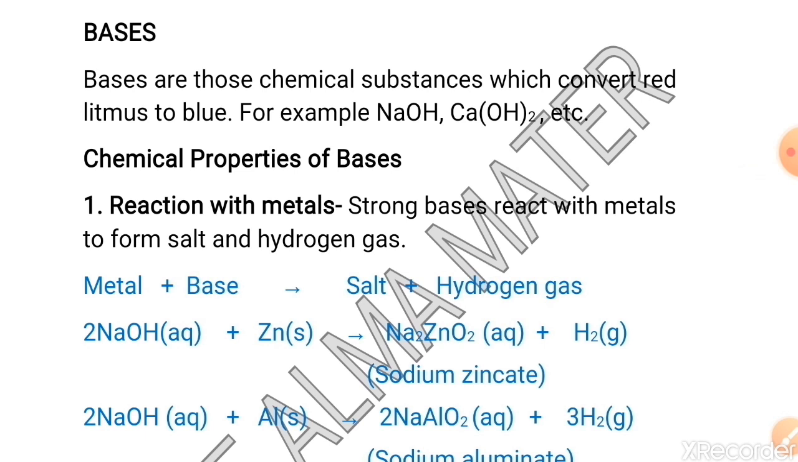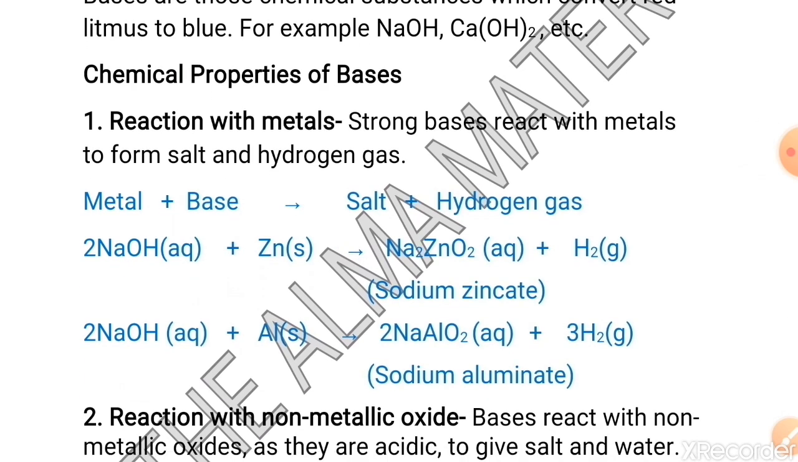Now, in chemical properties of bases, the first property we will discuss is reaction with metals. Strong bases react with metals and they form salt and hydrogen gas. The word equation will be: metal plus base gives salt plus hydrogen gas.